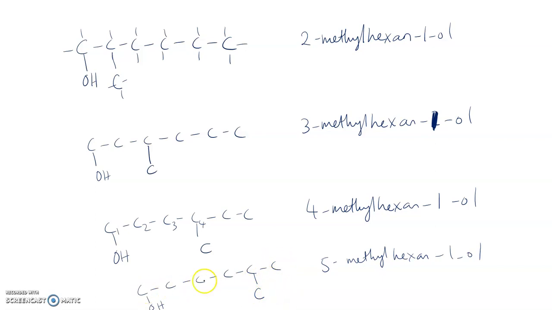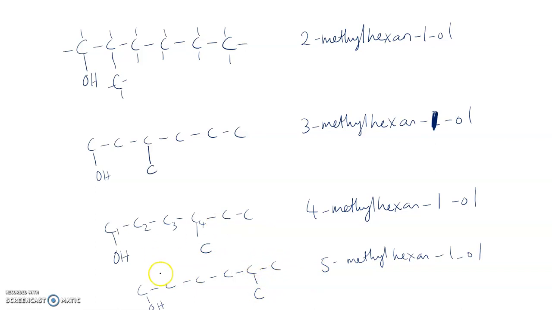Now I can't move it again to the next C, because remember, branches are not supposed to be at the sides. Branches must always be in the middle. Because if the branch is at the side, it's not a branch anymore, it becomes part of the long chain, so it cannot be at the side. Okay, so that's all I can move.